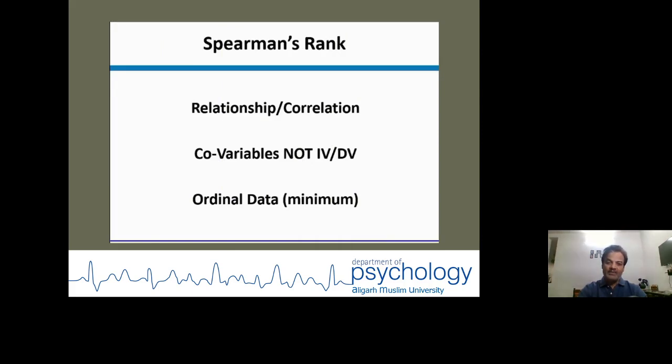The assumptions required to examine or calculate the Spearman rank correlation are: there is no need to give the labels to the variables as independent or dependent. Simply, you are examining the relationship between two variables. The most important assumption for the Spearman rank correlation is that the measurement level is ordinal in nature. The data set must be in ranks.